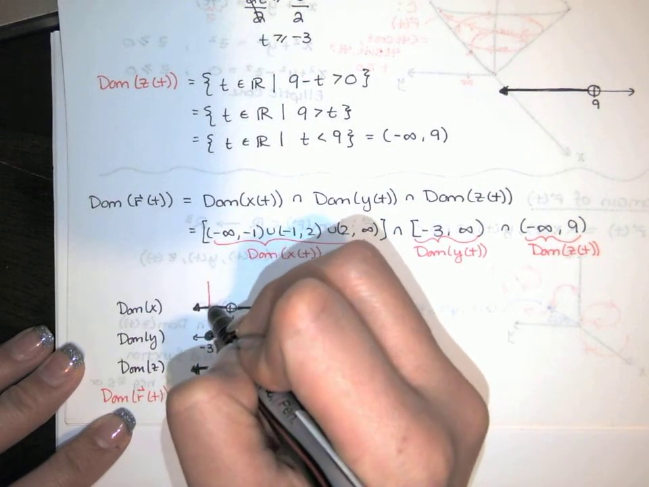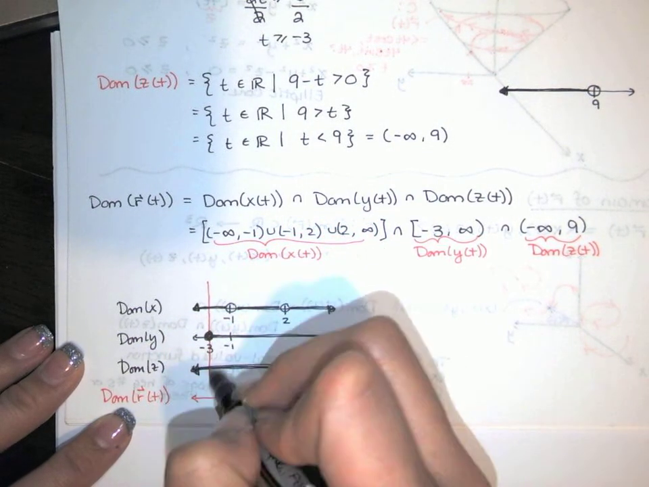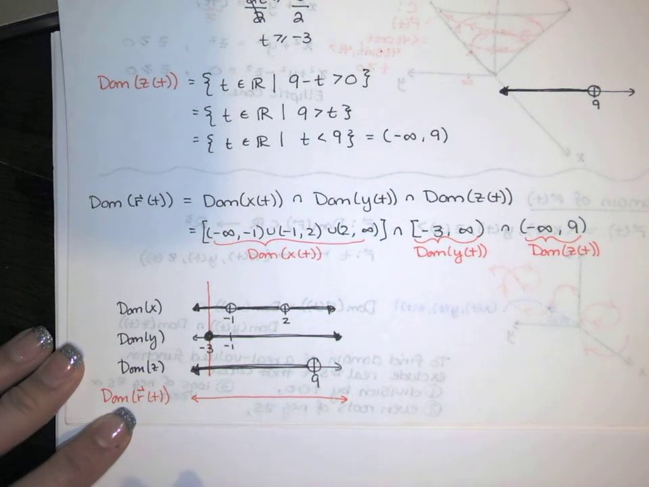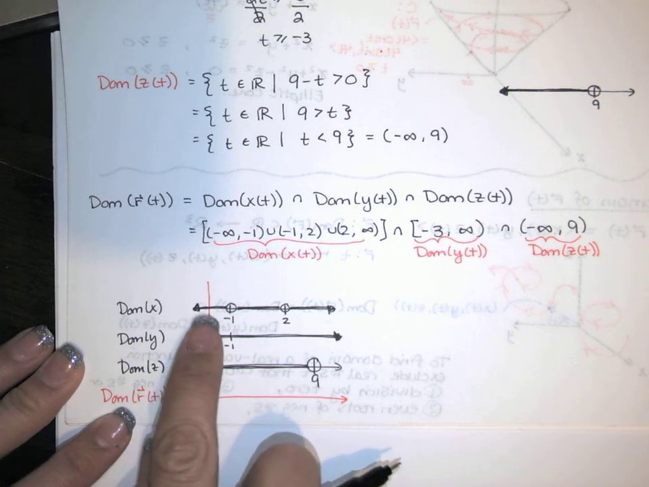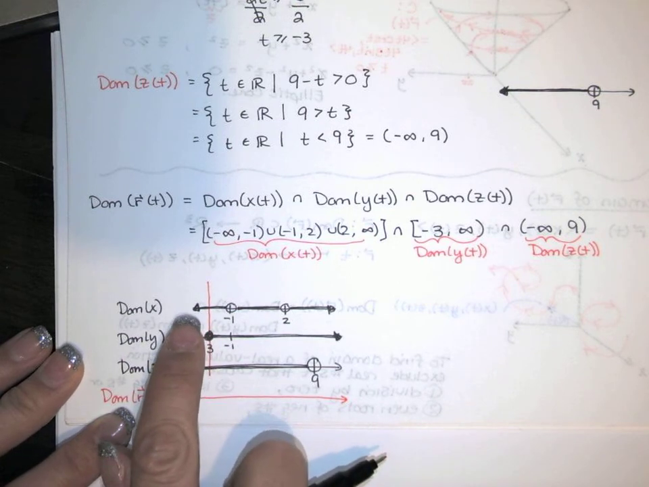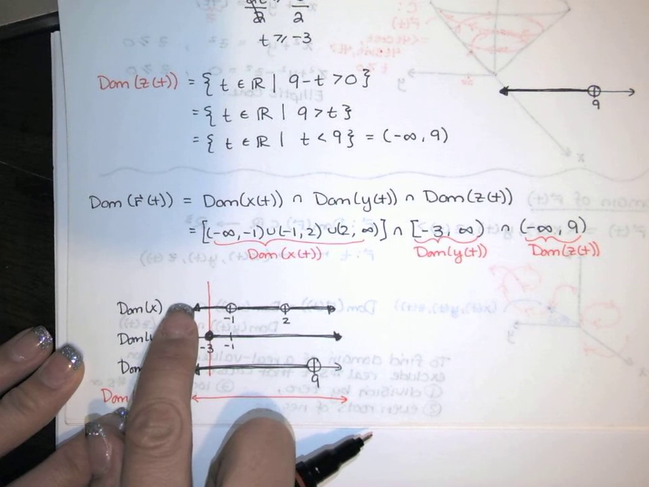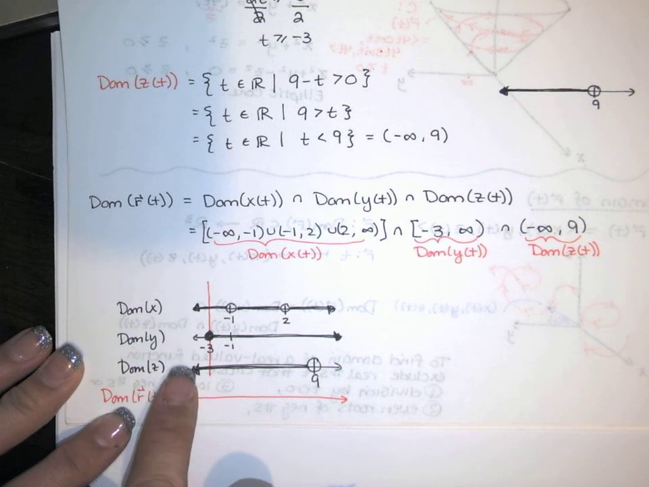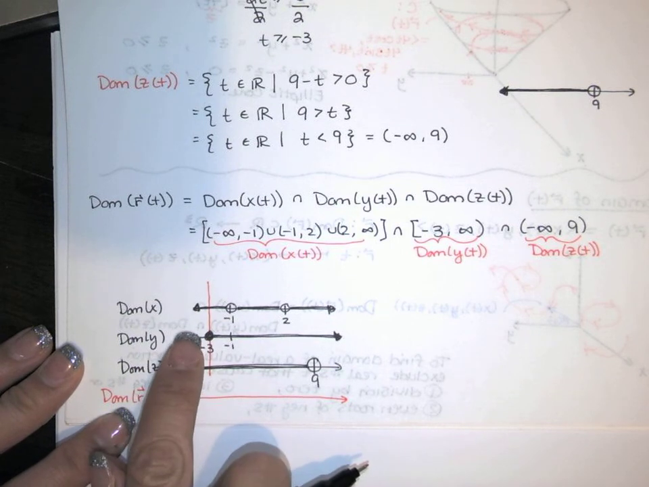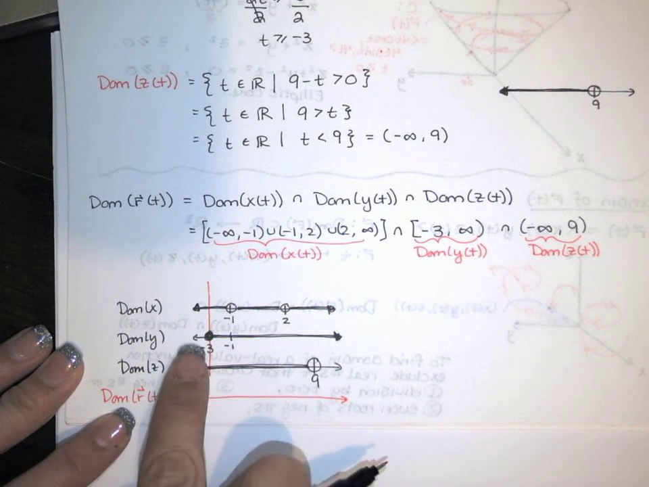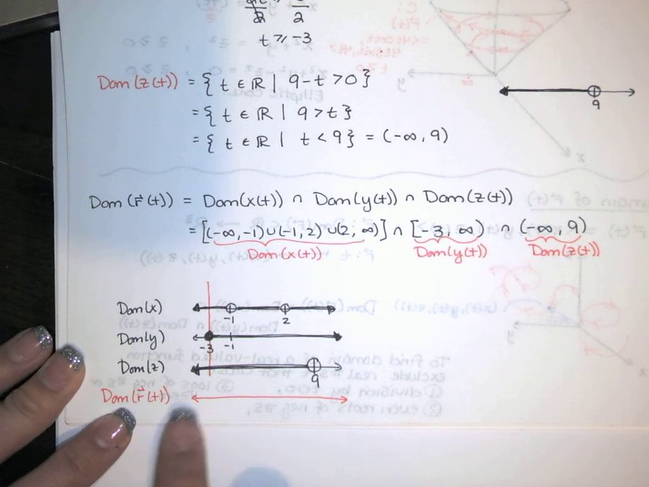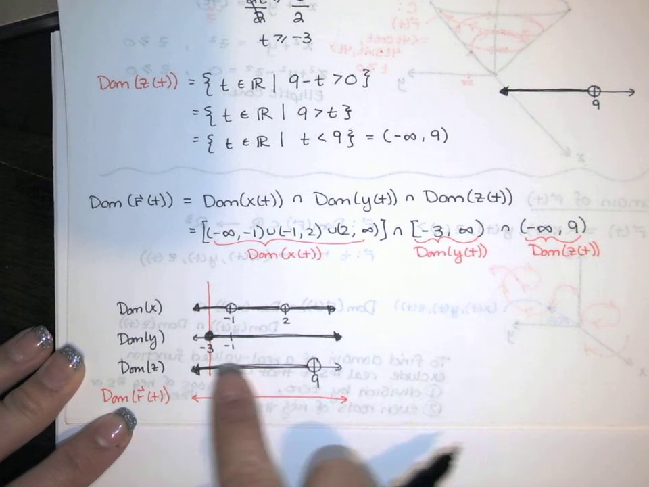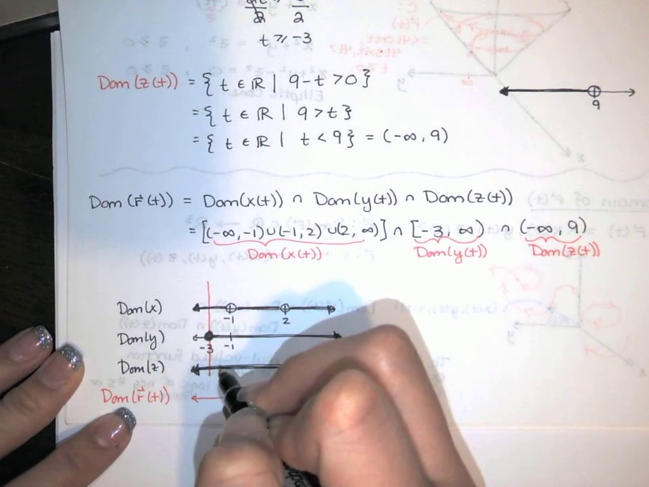I hope you see that negative 3 is a dividing number. It's changing from one interval to another. If t is less than negative 3, let's say t is negative 4, just for example. Well, negative 4 is in the domain of x, it's in the domain of z, but it's not in the domain of y. So those t values that aren't in the domain of y, those can't be in the intersection. We're looking for t values that belong to all 3 sets, so these guys are ruled out.